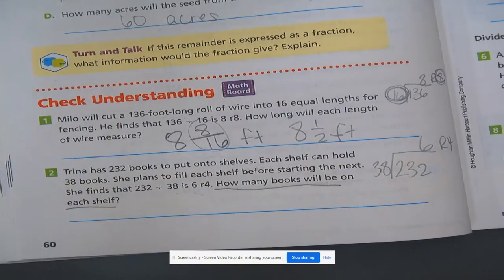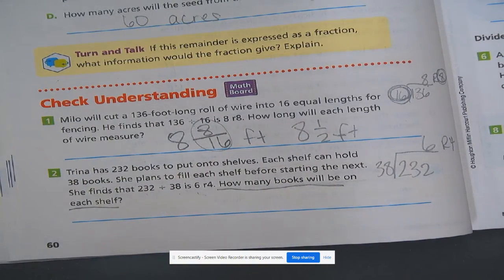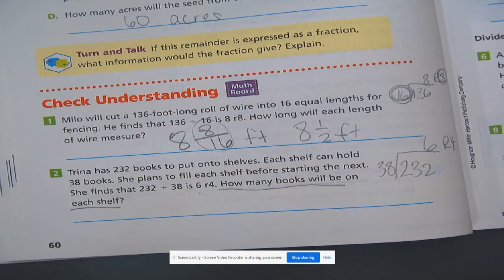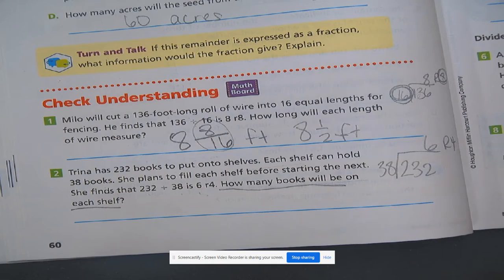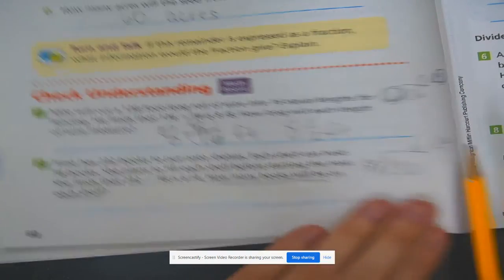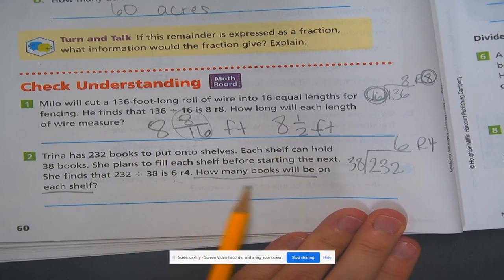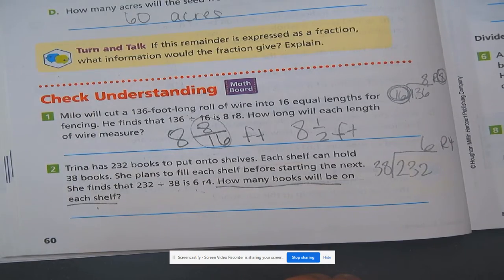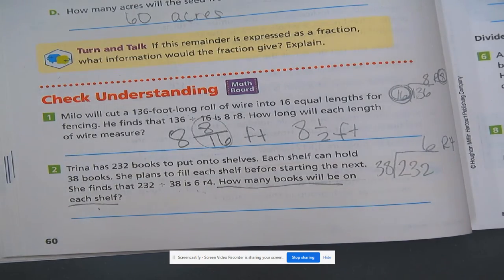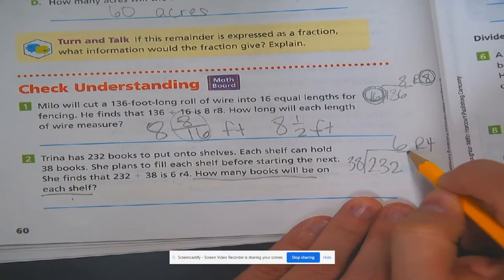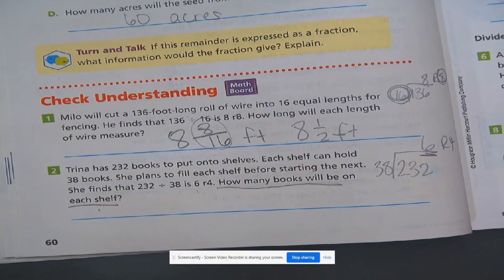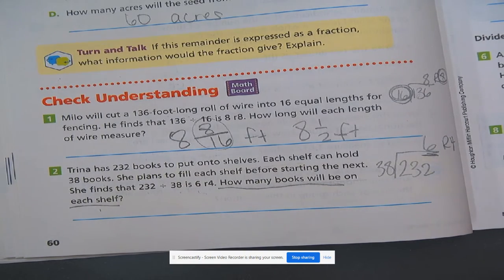She wants to fill the shelves and she has to put how many on each shelf? 38. And that completes her shelf. She doesn't want to start a new shelf until she has 38. Okay, so she puts down 38. How many books will be on each shelf? Okay, so what is this 6? How many shelves? So is that what you're asking us? How many shelves is she going to use?